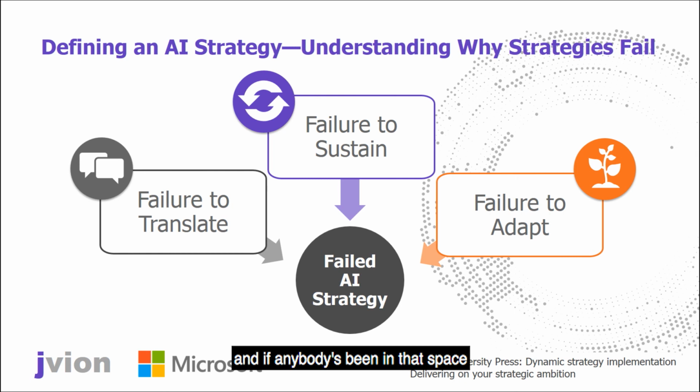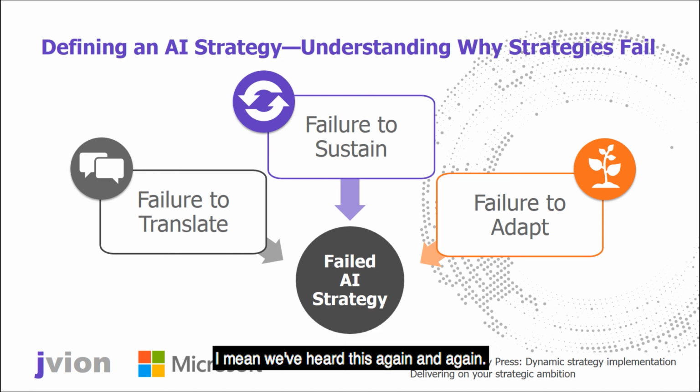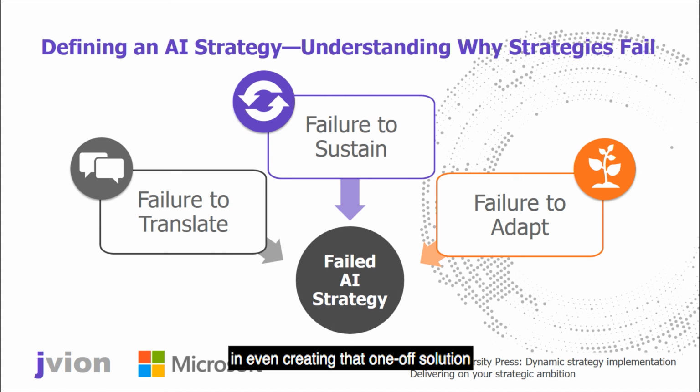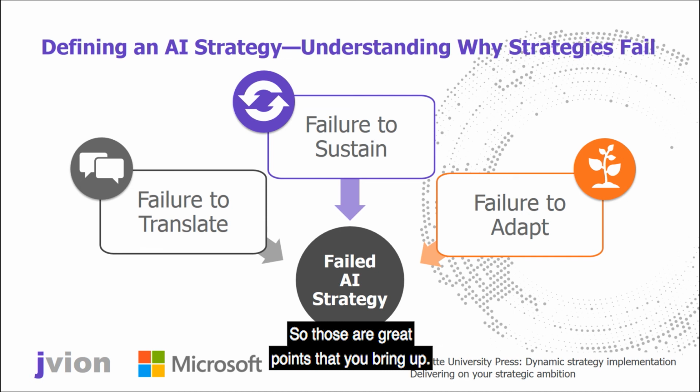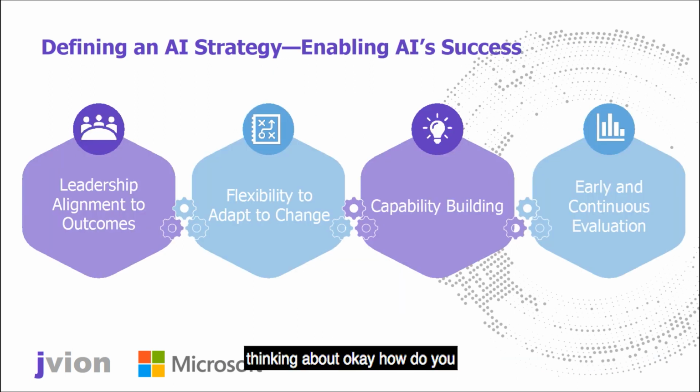So then there's a gap between what's being promised and what's being delivered, and the clinical community gets frustrated. If anybody's been in that space in a health system, you've felt that frustration. Yeah, they promise a lot, but they don't deliver much. We've heard this again and again. So creating some boundaries and focus for who does what is very important. Yeah, I think that's a great point. I've worked with a lot of different providers who, in creating that one-off solution and really understanding how they can scale it across the organization, sometimes fall short. So those are great points that you bring up.